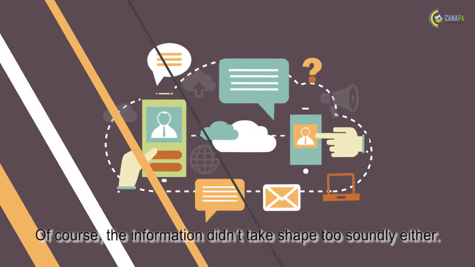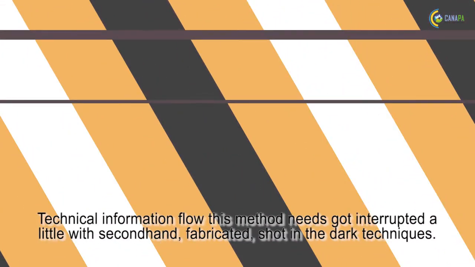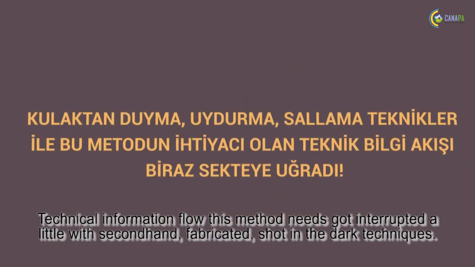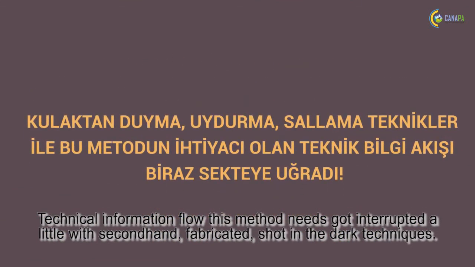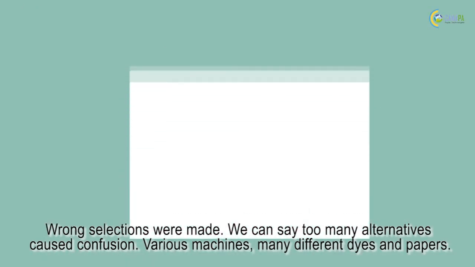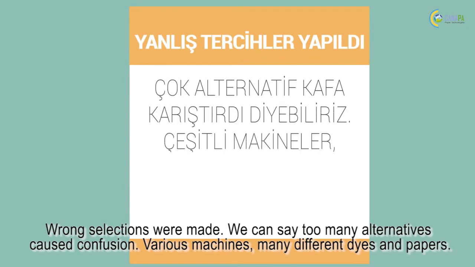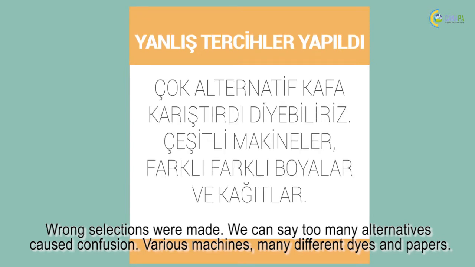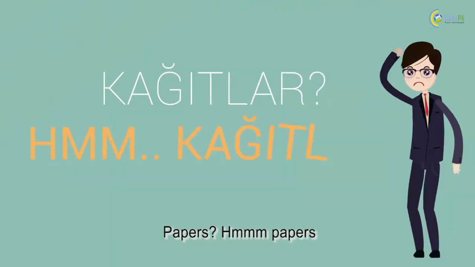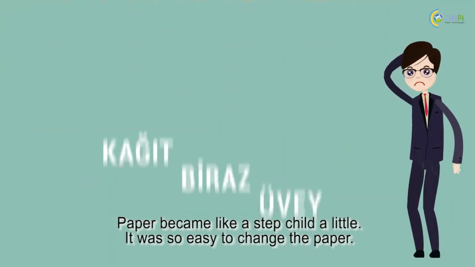Of course, the information didn't take shape too soundly either. The technical information flow this method needs got interrupted a little with second-hand, fabricated, shot-in-the-dark techniques. Wrong selections were made. We can say too many alternatives caused confusion. Various machines, many different dyes and papers. Paper became a little like a stepchild.